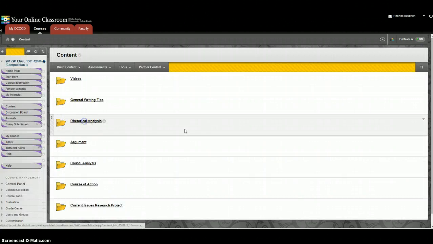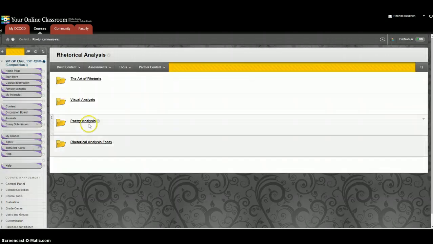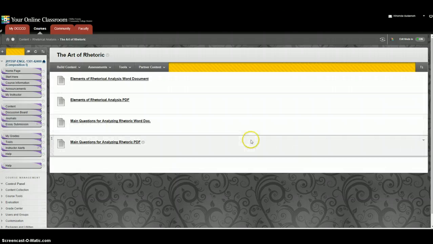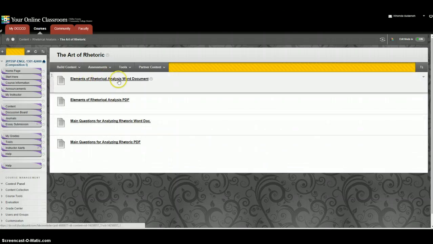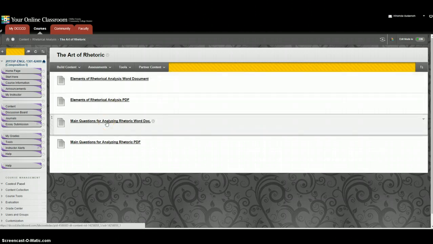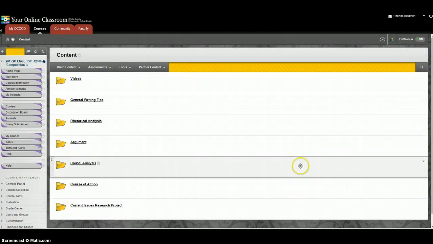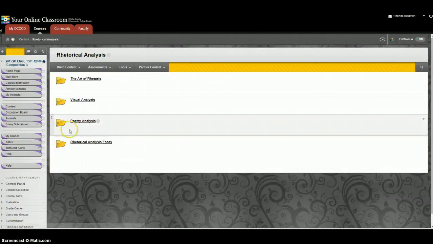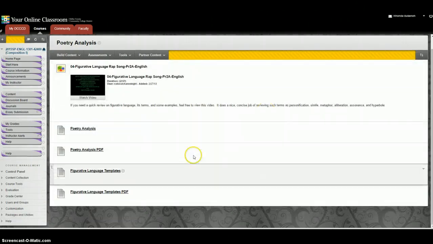You will need to make sure that you have the 4 documents to make this job easier. You will need the Elements of Rhetorical Analysis handout that you've been working with since day 1, and also the main questions for analyzing rhetoric. It has the 5 main questions that help you discover the writing. In addition, you will need to go to the poetry analysis, and you have 2 documents there.